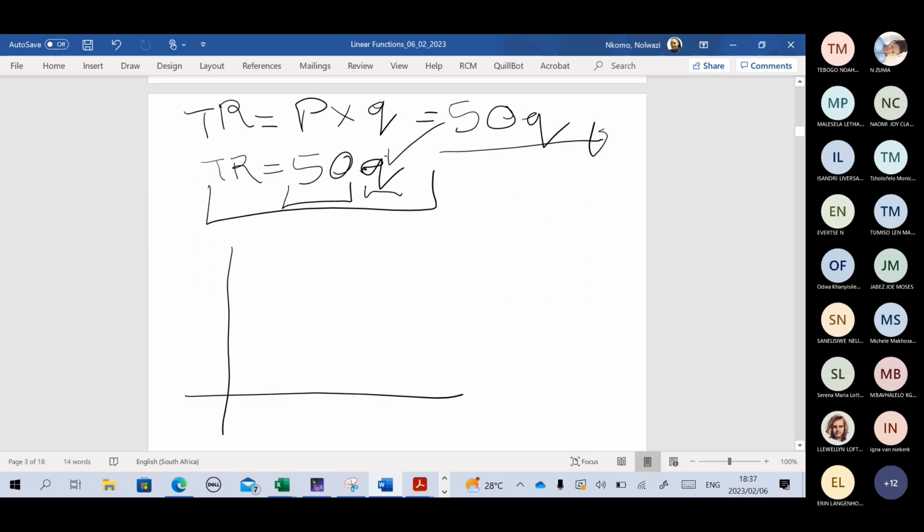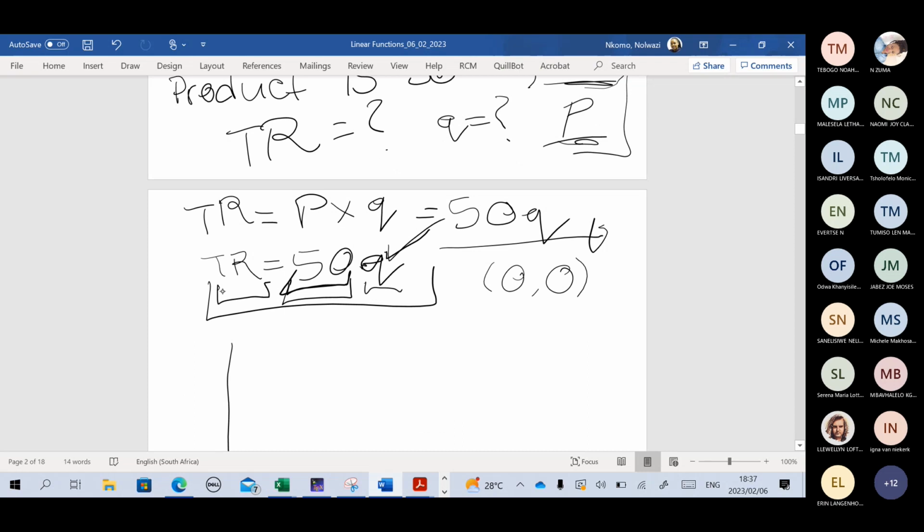And again, we go back to this function. If we let our Q be 0, then that means our total revenue will be 0 again, because we'll have total revenue is equal to 50 times 0, and 0 times any number is 0, right? So this means our first point is (0, 0). And we said our slope is 50. So we need another point for us to be able to draw this linear function, which is 50Q, right?